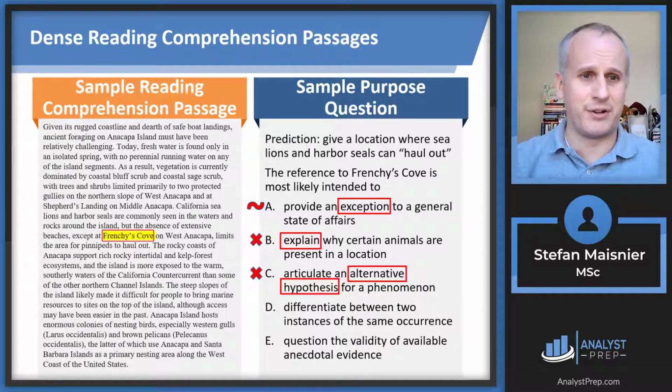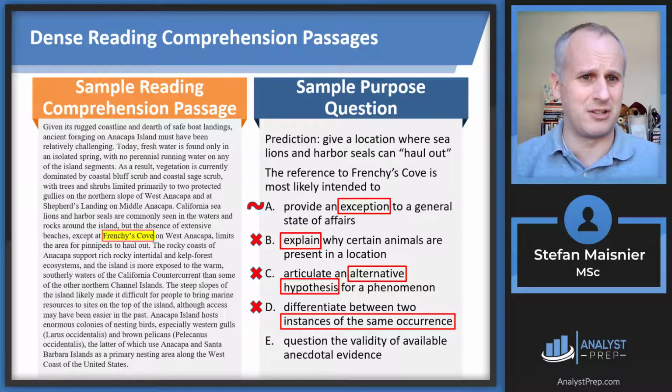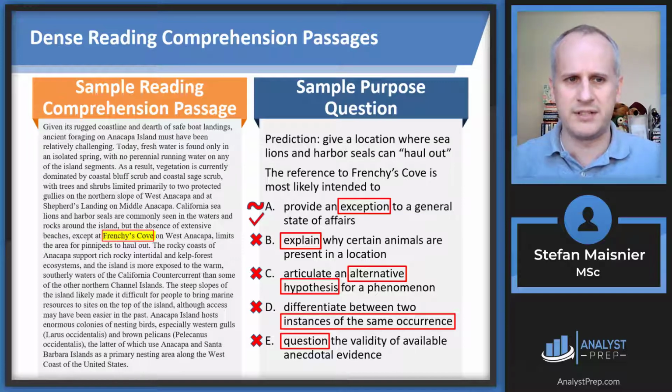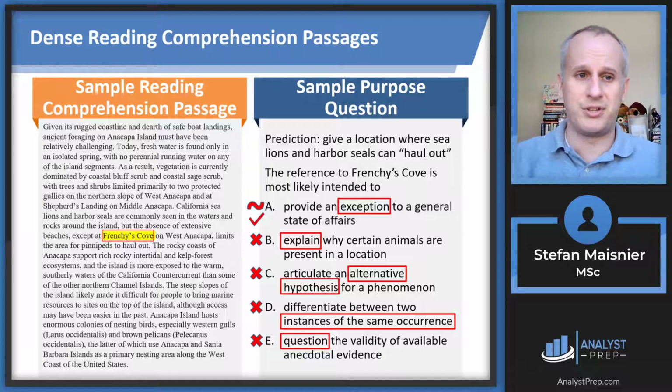Alternative hypothesis, what alternative hypothesis? So that's out. Differentiate between two instances of the same occurrence. What same occurrence? That's out. And question the validity of anecdotal evidence. No, we're not questioning whether or not they come out here. So our answer has to be choice A. Again, relatively easy once you make sure that you've engaged and understood the passage overall.